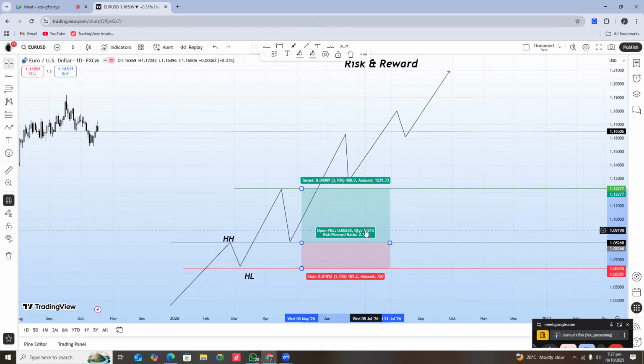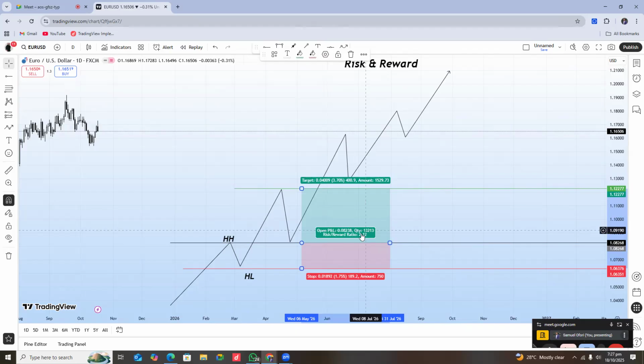It is 2 is to 1. What it means is that if we are risking $1, we are targeting $2. If we are risking $10, then our target is $20. This makes sense because our reward is bigger than our risk. Same way, if you are risking $1,000, your target is $2,000. So this makes sense, so I can take this trade.